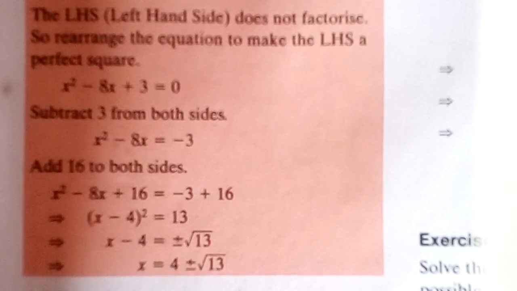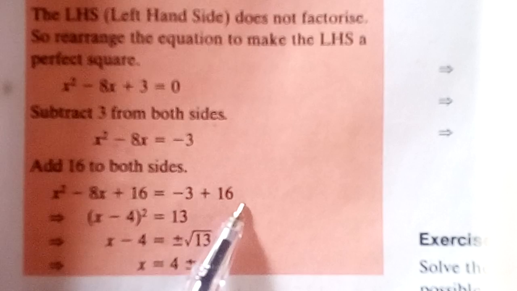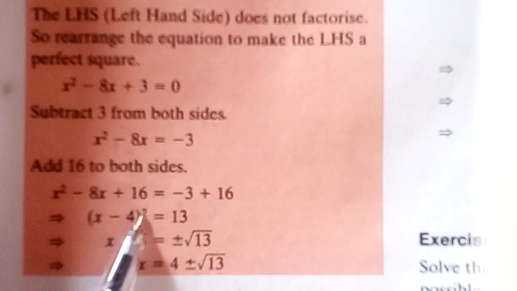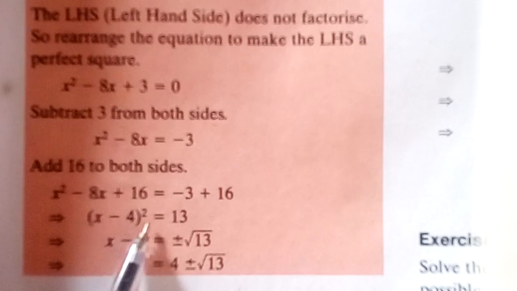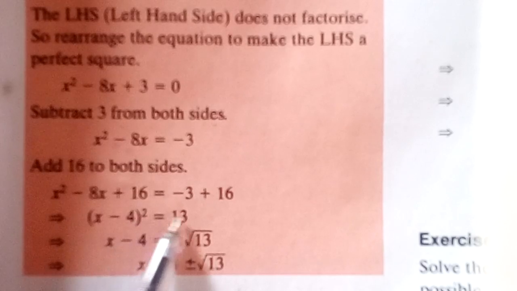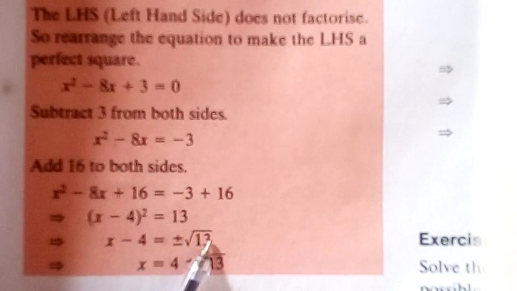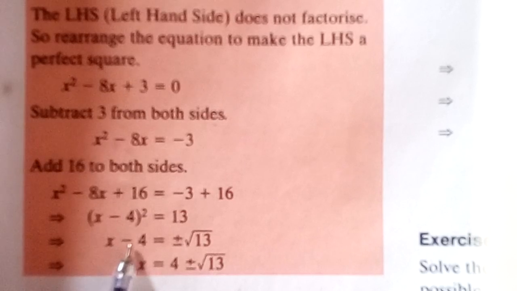13. Now 13 is minus 3 plus 16, which gives us 13. Now for (x minus 4) squared, you root both sides. When you root both sides, the square goes away and it makes it x minus 4, and this is root 13. Now this is x. You now take this minus 4 to this side, you now have x equals 4 plus or minus root 13.